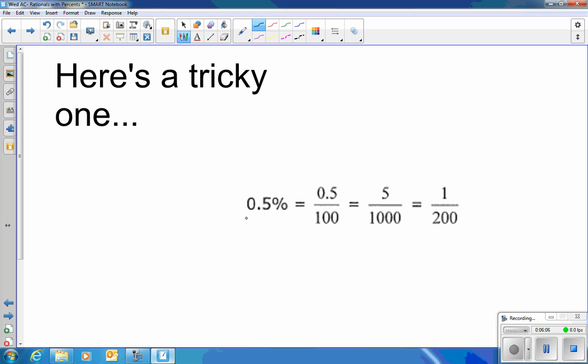This one's a little trickier. It's 0.5%, but it's still out of 100, so you just put that over 100. We're not allowed to have decimals inside of a fraction, so we actually have to multiply this top by 10, which means we also have to multiply the bottom by 10. Now we have a good fraction. It just needs to be reduced. So 5 divided by 5 is 1. 1,000 divided by 5 is 200.